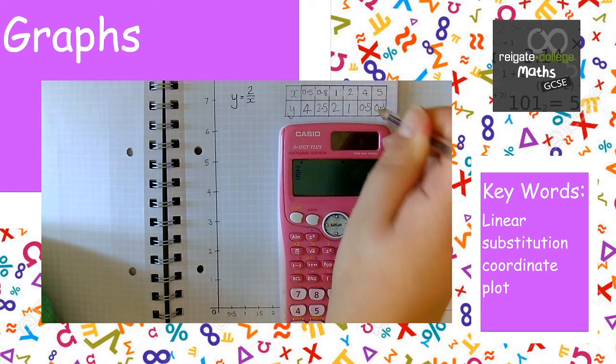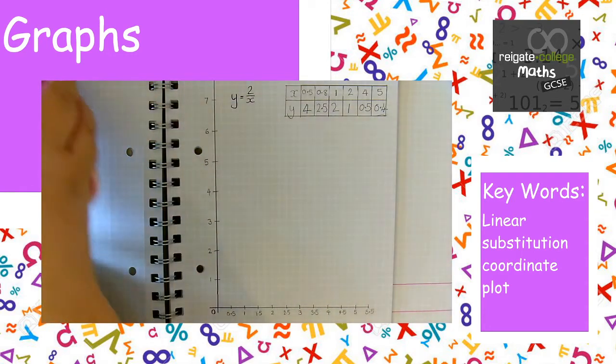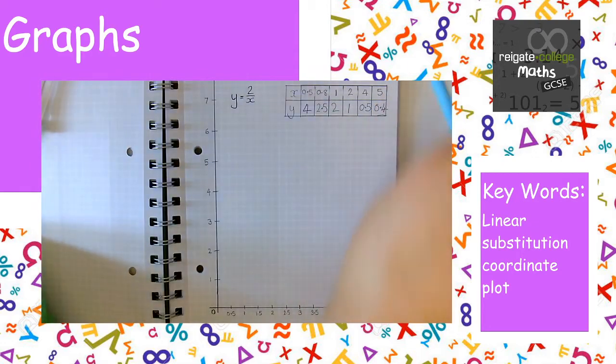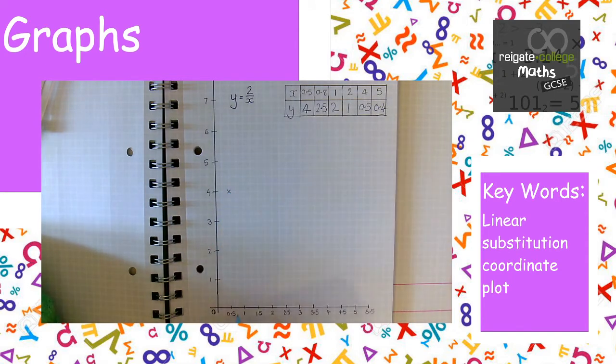This time I'm using the values of x that I was given in the original table. And there are my coordinates. I'm now going to plot. 0.5 on the x-axis gives me a value on y of 4. 0.8 on the x-axis, well, I've got to decide where that is between 0.5 and 1, and it's probably about there, up to 2.5.